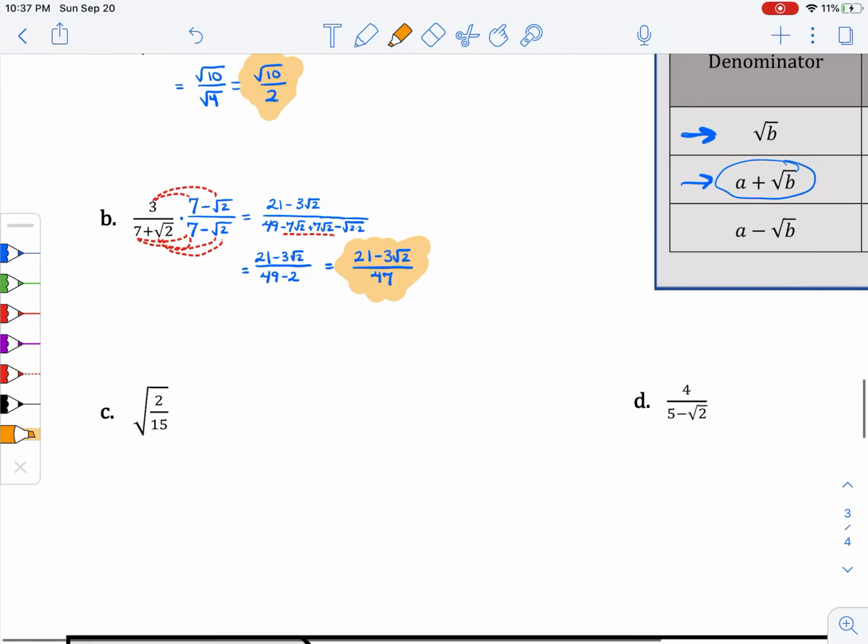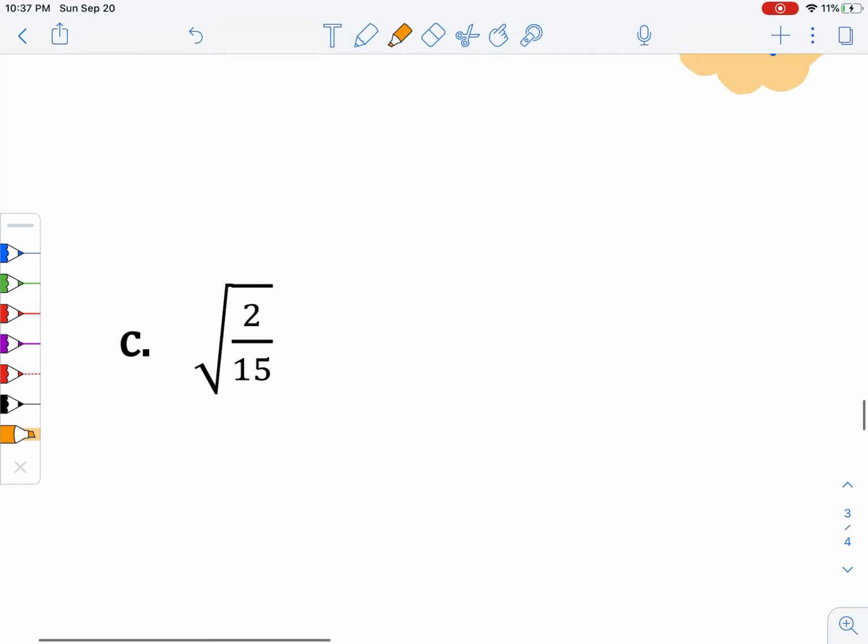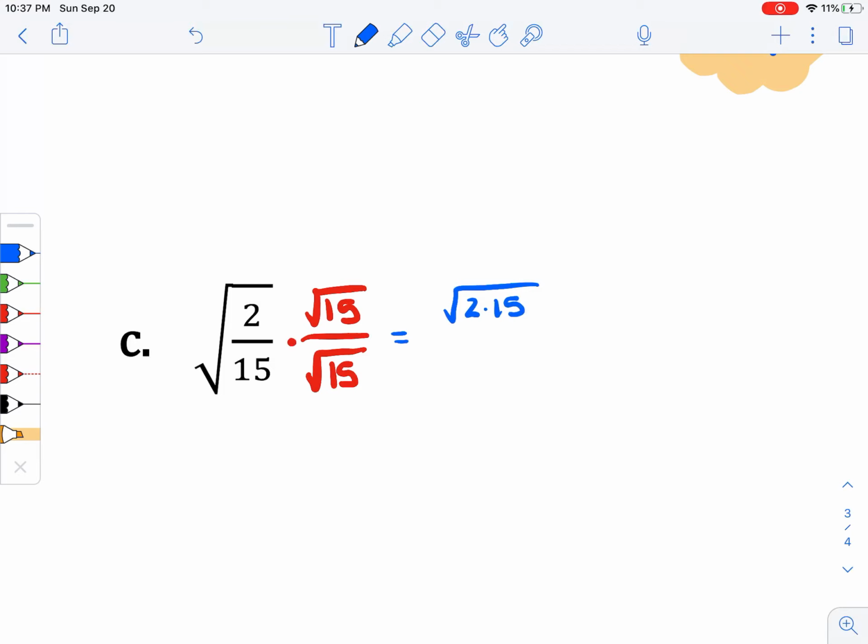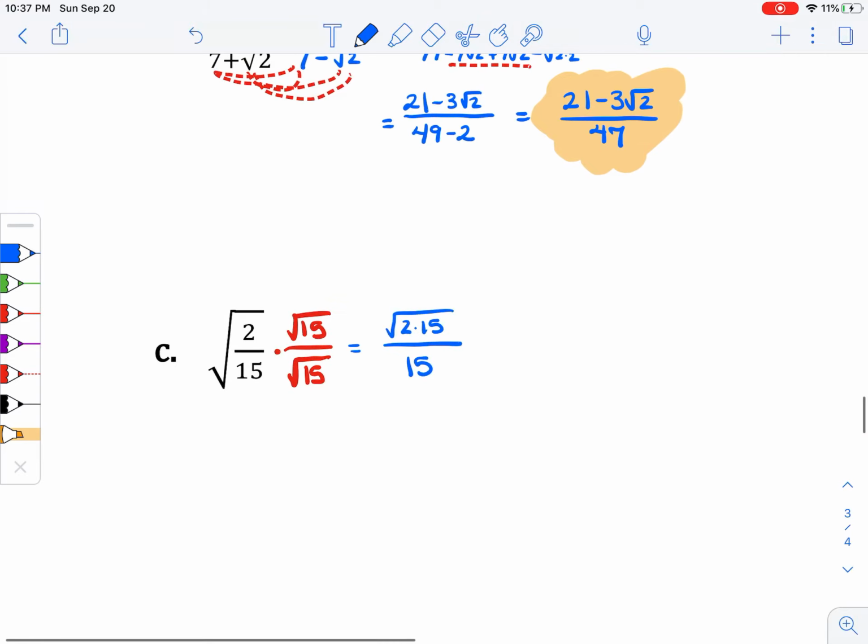If we look at part C, this is similar to the first example again. So we're in that top row, so really I want to just multiply this by square root of 15 over square root of 15. So I would have 2 times 15 over just a 15 on the bottom. So this would leave me with the square root of 30 over 15.